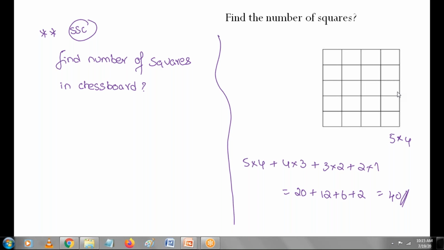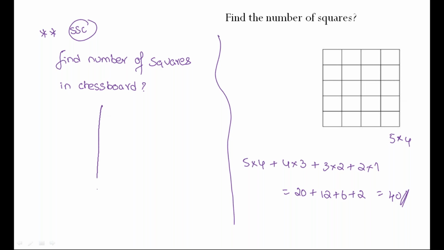Please check that. Number of squares in chessboard is not 64. That's what people will do wrong. Other is 32, sir. No. We have to try all the possible number of squares. How many rows and columns are in that chessboard? So we should know first of all what is the number of rows and columns in the chessboard. So chessboard is having how many rows, how many columns, friends? 8 rows and 8 columns.